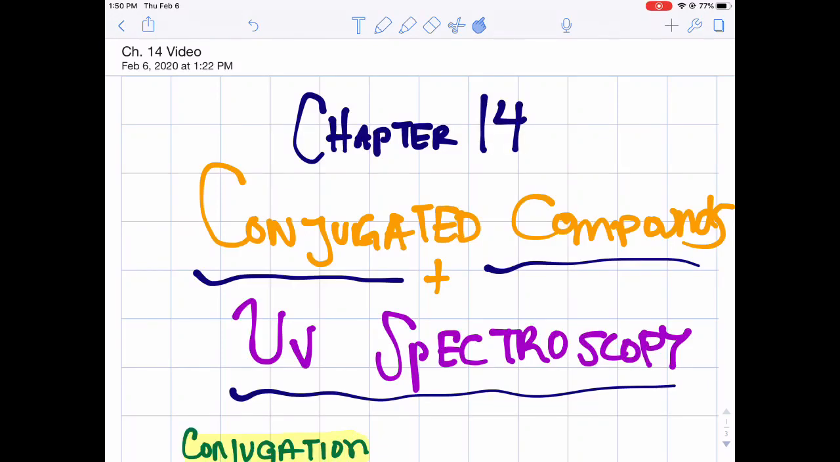Hello, this is Christiana once again, and today I'll be covering the topic of conjugated compounds and UV spectroscopy. Depending on what textbook you use, this may be a different chapter, but for the McMurry ninth edition organic chemistry book, it is chapter 14. So let's go ahead and get started.